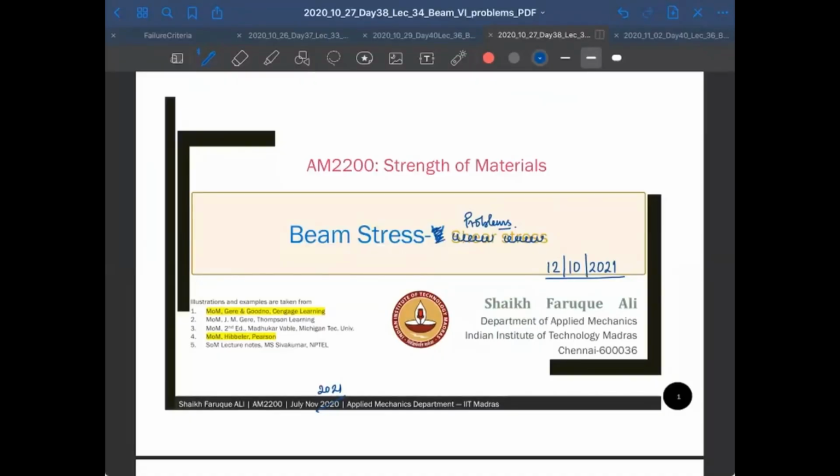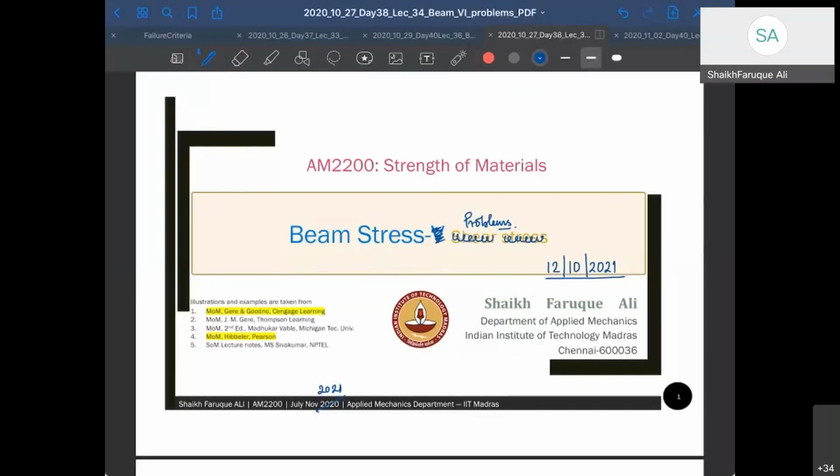We covered bending stresses, bending shear stresses and bending strain in the last few classes. Today we are going to see one or two example problems to get ourselves accustomed with what kind of problems can come and how you solve this kind of problems. So I've taken two problems. One is from the design perspective and the other one is a normal analysis kind of problem.